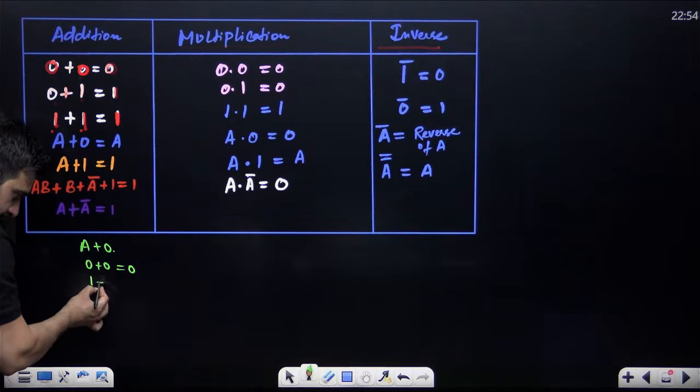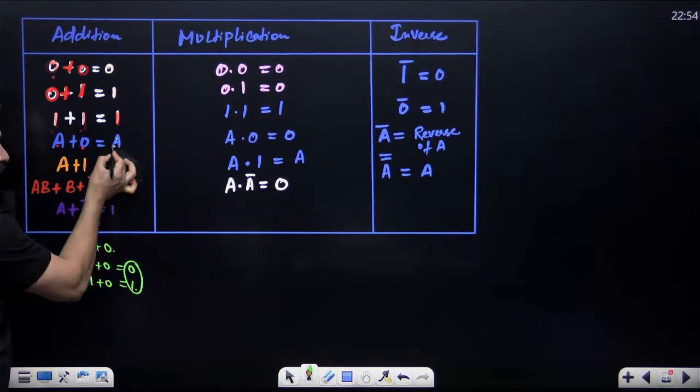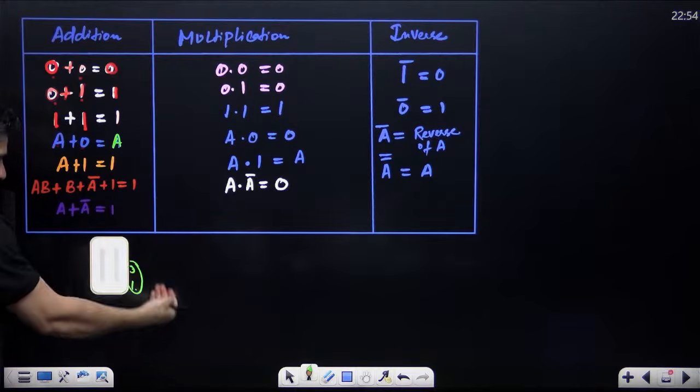If you put 1, 1 plus 0, it will be 1. So the answer is both 0 and 1. That's why we are mentioning A plus A is A. A can be either 0 or 1.